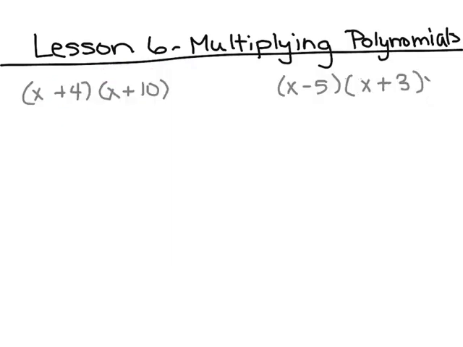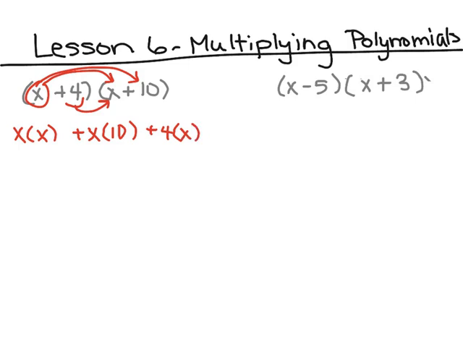For the next example, you're going to start with x, and you're going to distribute it into the second one. So we have x times x plus x times 10. Then to the second one, you have 4 times x plus 4 times 10. Now you're going to multiply everything out. X times x is x squared. X times 10 is 10x. 4 times x is 4x. And 4 times 10 is 40.